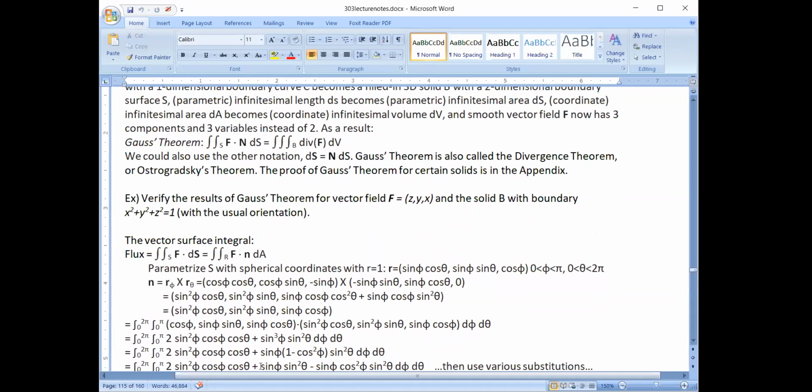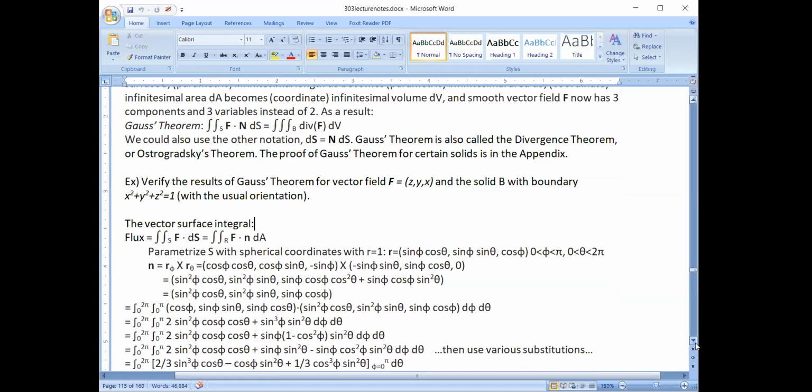So the first integral, you can just integrate sine phi, no problem. And then on the second integral, u equals cos phi, and then du will be negative sine phi d phi. So doing those three integrals separately gives you this: 2/3 sine cubed phi cos theta, minus cos phi sine squared theta, plus 1/3 cos cubed phi with your sine squared theta.